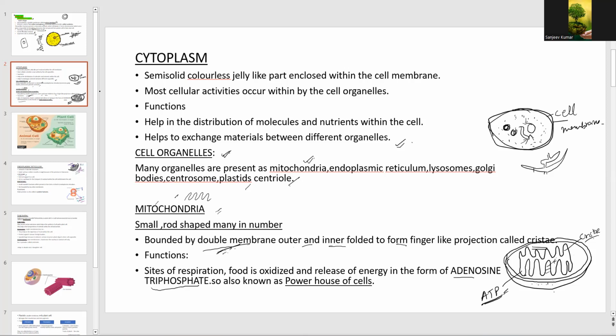So it is a site of respiration. Maximum exchange goes on in this mitochondria. Food is oxidized and energy is released in the form of ATP, or adenosine triphosphate. That is why we call it the powerhouse of the cell. Maximum energy, that is ATP.